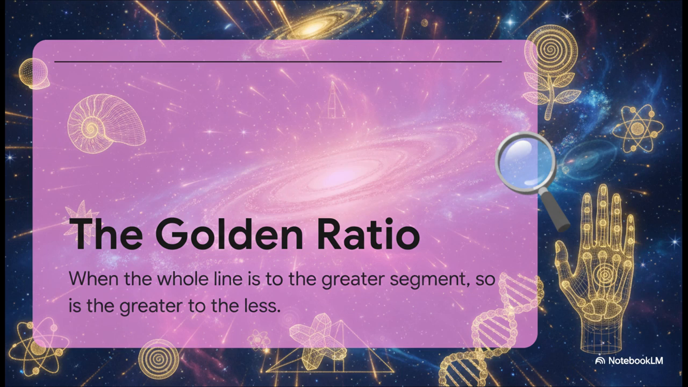So picture a line that's split into two unequal parts. The magic happens when the ratio of the whole line to the longer part is the exact same as the ratio of the longer part to the shorter part. This perfect balance, that's the golden ratio.